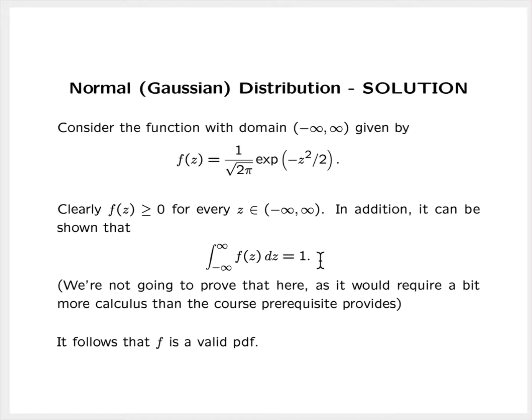It's a given result, that when we integrate this particular function over the entire real line, it integrates to 1. So because of those two facts, because this function is non-negative for every value of z on the real line, and the function integrates to 1 when we integrate it over the real line, then it satisfies the two conditions that are required in order for a function to be a PDF. And so this function is indeed a valid PDF.